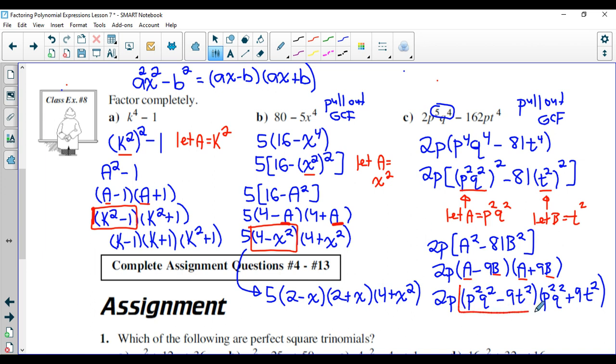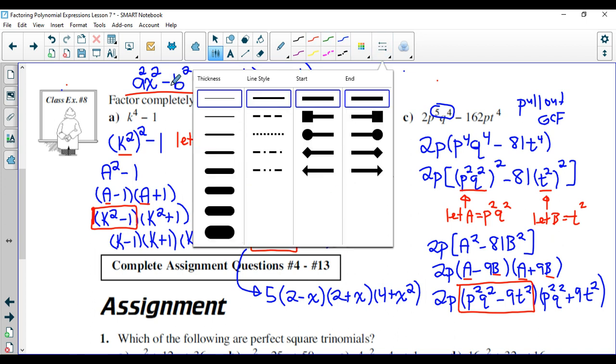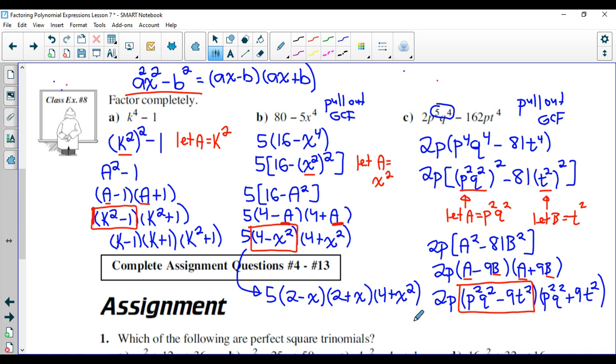Now, we're almost done, but not quite, because one of these factors is also a difference of squares, and specifically it's this one right here. Again, you know it's a difference of squares if you look up here, if the first term is a perfect square, the second term is a perfect square, and there's a difference. So what this would factor to is you would get 2p.